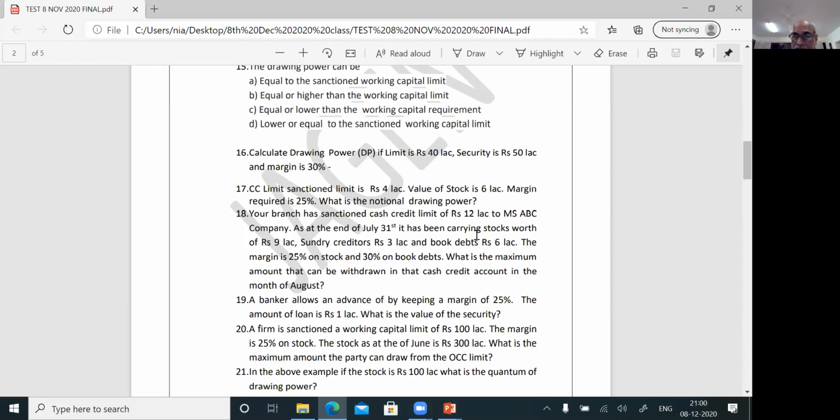What are the book debts? Book debts is 6 lakhs. On book debts, what is the margin? 30%. How much can you withdraw on the book debts if the margin is 30? 70%. Add both, you will get the notional DP. Whether notional DP or the limit, whichever is less is the drawing power. Question number 18, let us see.